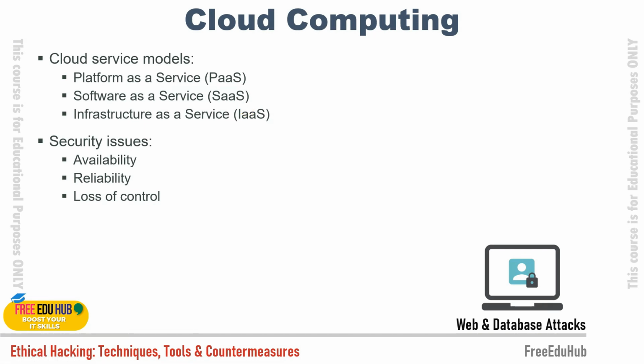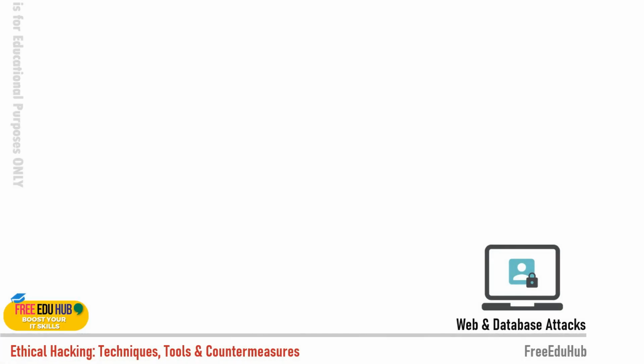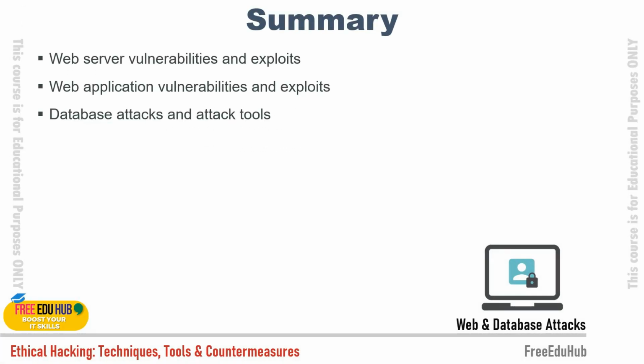Now the security issues are availability, reliability, and loss of control, which are some of the common issues when you talk about cloud computing. And that brings us to the end of the chapter. We covered web server vulnerabilities and exploits, we looked at web application vulnerabilities and exploits, and we looked at database attacks and different tools which are used for that.